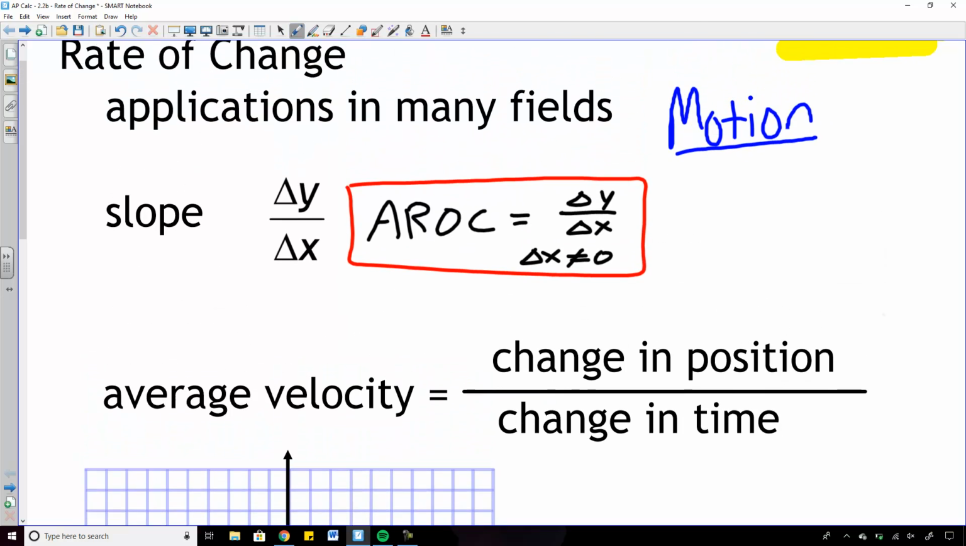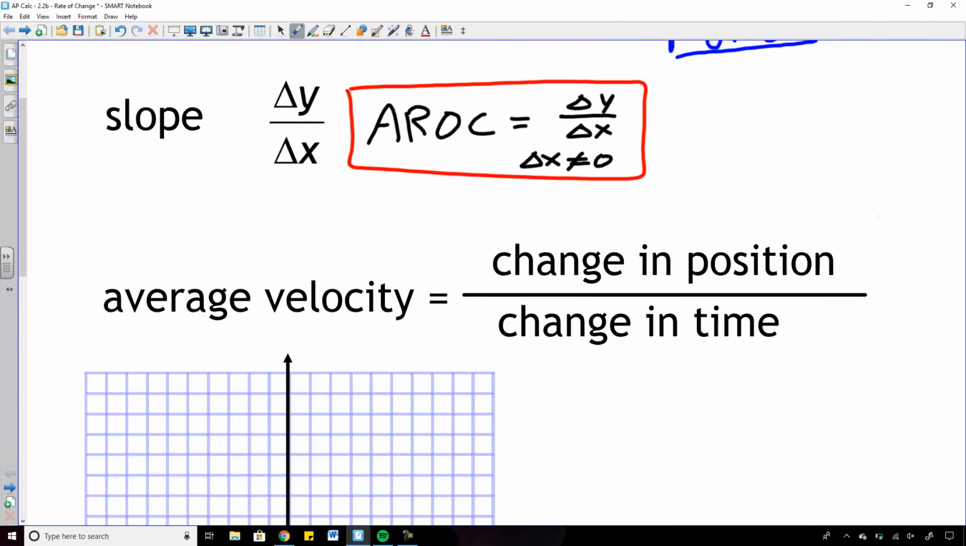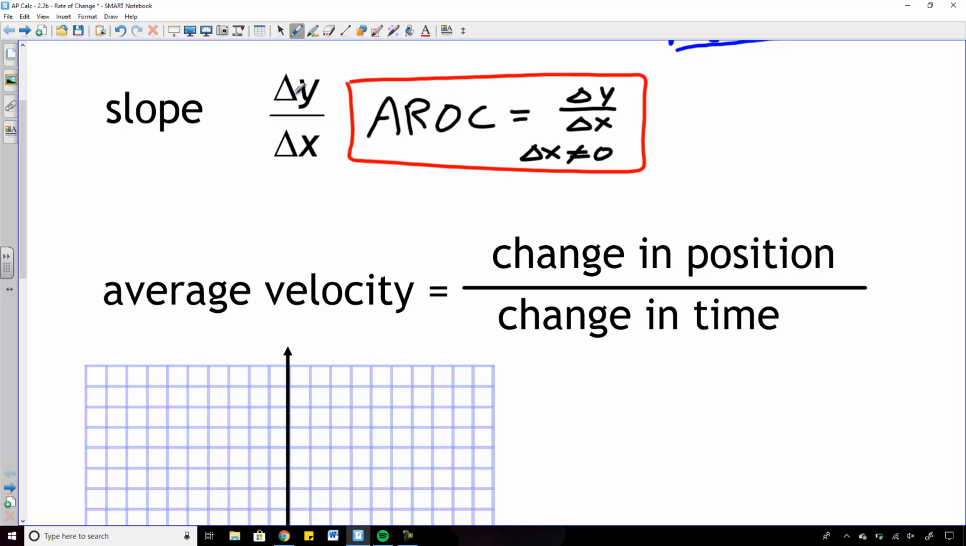So I want to look into just quick the slope, which we know is change in y over change in x, right? And change in y over change in x is pretty simply, it's just y2 minus y1 over x2 minus x1, right? y2 minus y1 over x2 minus x1. That's delta y over delta x, change in y over change in x. Average rate of change is just that. It's the slope of the secant line.